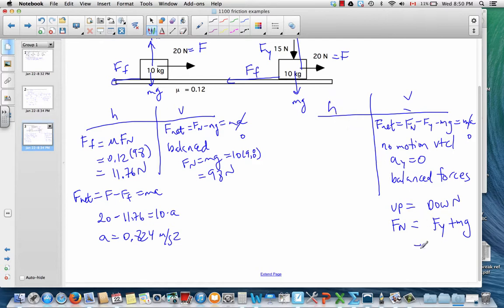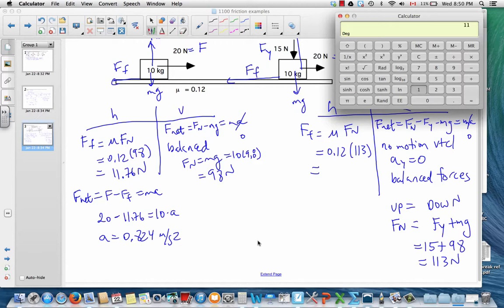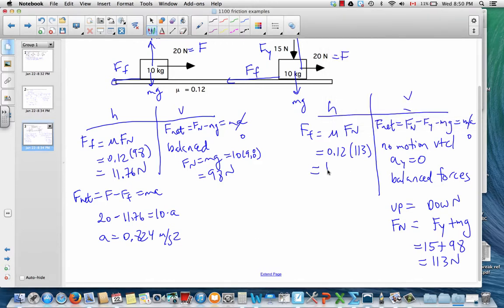So we can work out what the normal force is. It's going to be 15 plus the 98 newtons of weight, because it's the same 10 kg there. And so that's 113 newtons. So now, when we calculate the friction, it depends on the mu and on the squeezing force. It's still the 0.12 mu, but now we have 113 newtons of normal force. So let's just quickly work that out. 113 times 0.12, that's 13.56 newtons of friction.